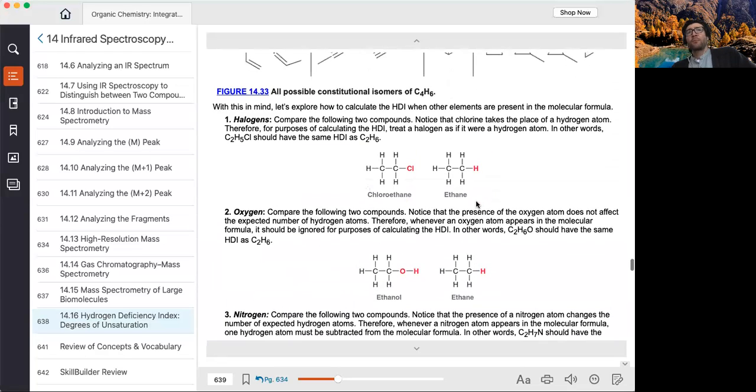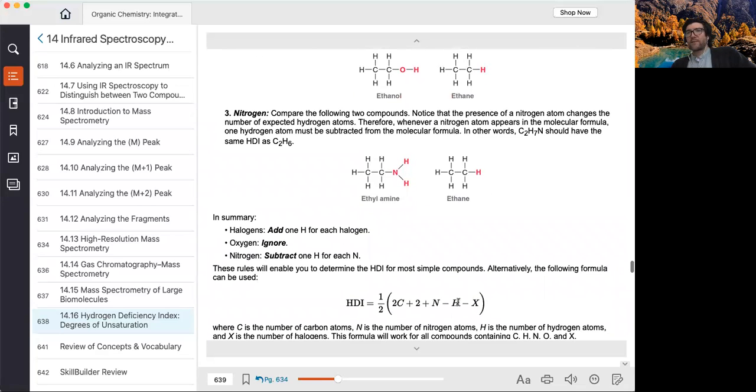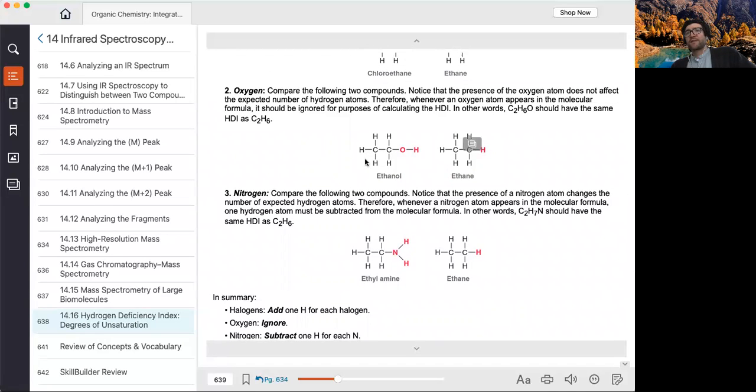Halogens affect the HDI in that you treat them like a hydrogen. So if you have a Cl instead of an H in this case, it has the same HDI as ethane, because the chlorine counts just like a hydrogen does. That's why we subtracted here. Oxygens are ignored. And the reason why oxygens are ignored is because they also have a hydrogen attached to them, and so they are just not used because the hydrogen count stays the same.